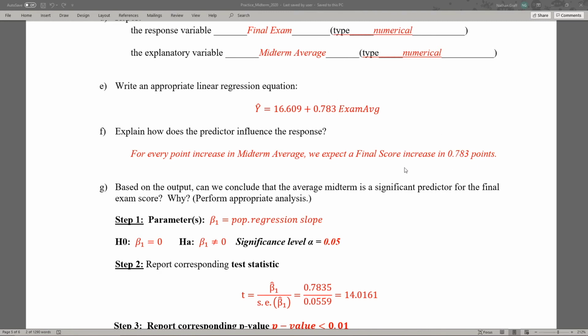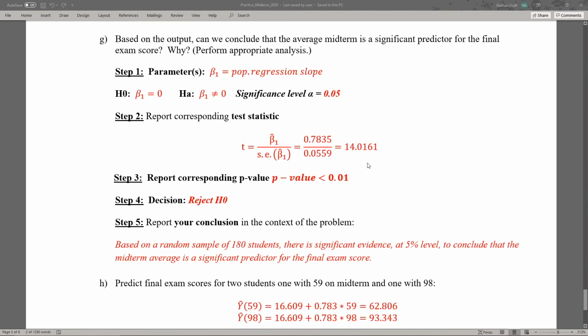Next, we're asked to analyze whether the average midterm exam is a significant predictor. To start, we define our parameter, in this case, beta 1, which is the population regression slope. Then our null hypothesis is that beta 1 equals 0, and our alternative hypothesis is that beta 1 does not equal 0, and then we have a significance level of 0.05.